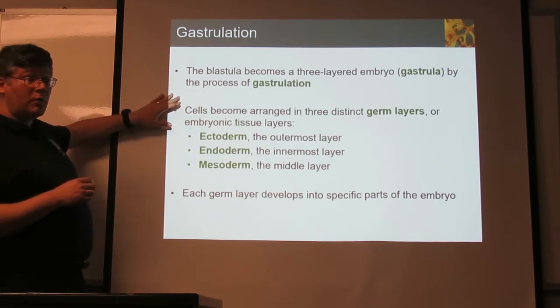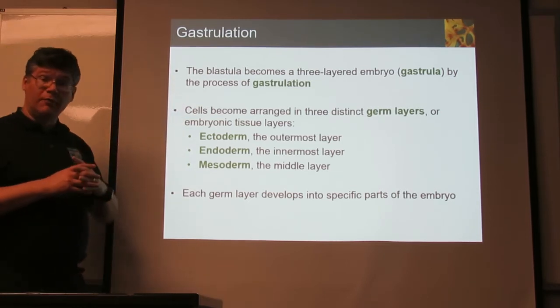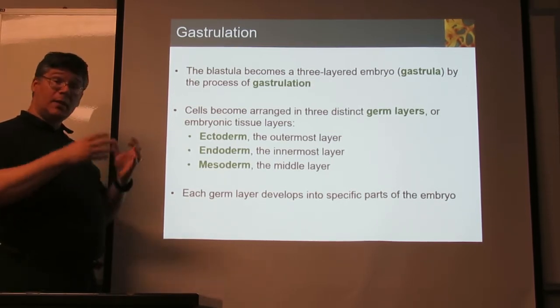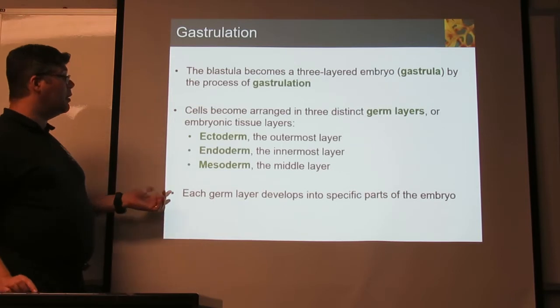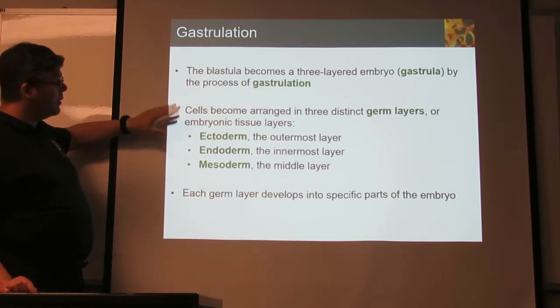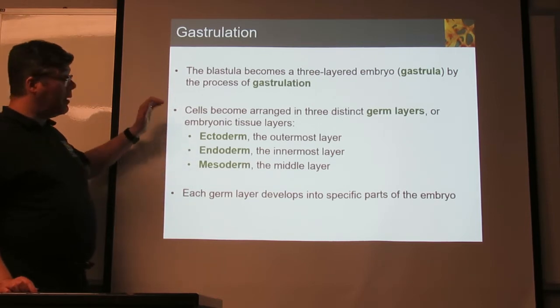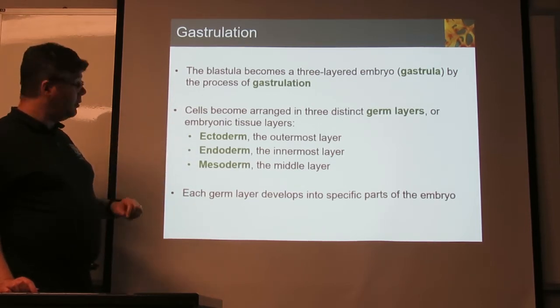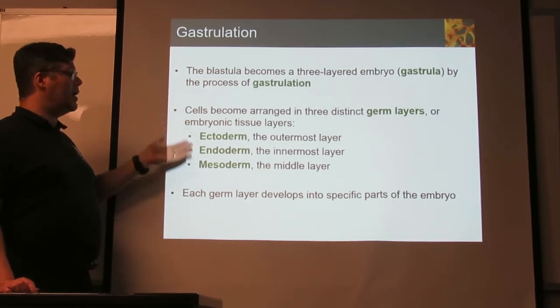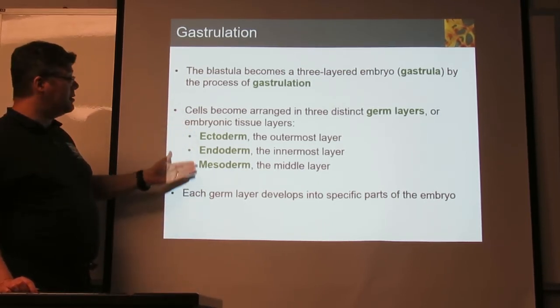And for triploblasts, after gastrulation, we get cells moving into the middle. Gives us three distinct starting layers. Ectoderm is the outside. Endoderm is the inner, and mesoderm, the middle layer. Ecto, outside, endo, inside, meso, middle.